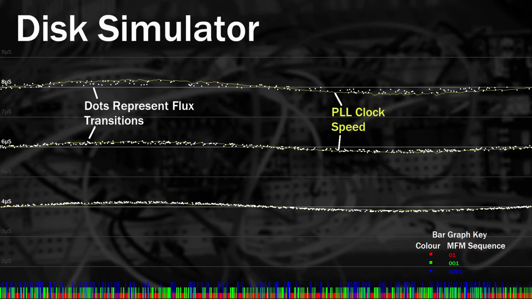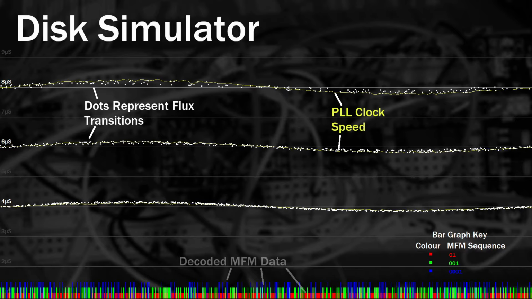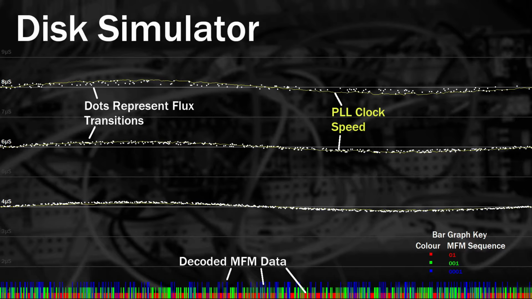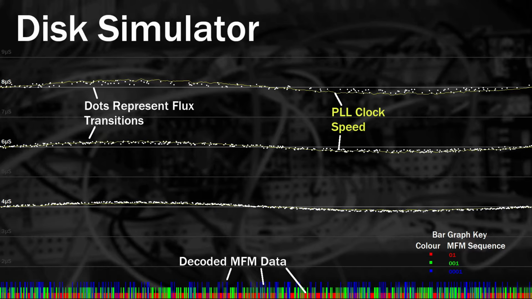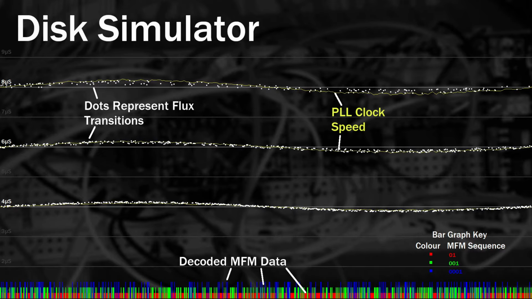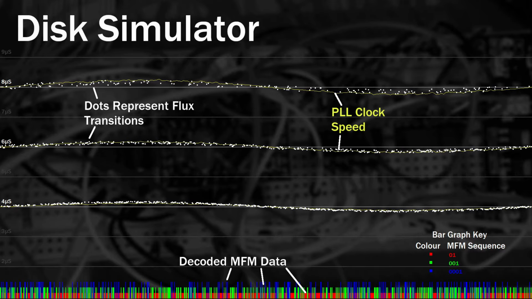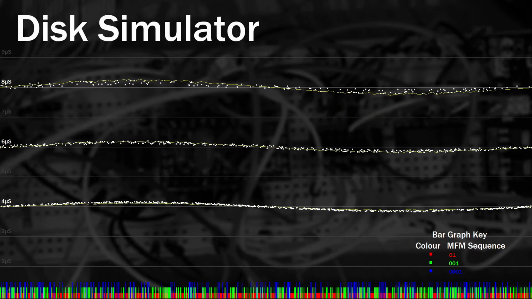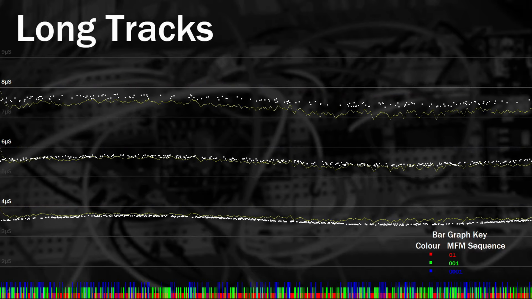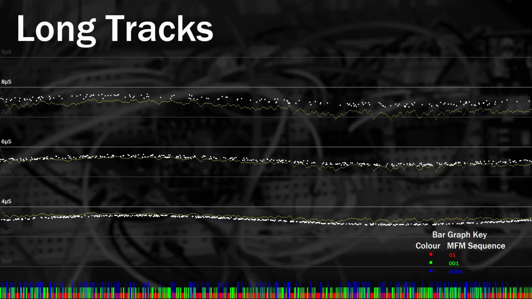At the bottom you can see some kind of bar graph. This graph represents how the data would have been interpreted from the disk. The red bar represents a 01, the green a 001, and the blue a 0001 MFM encoded. This is a simulation of a perfectly normal disk. This, however, isn't. This is a simulation of a disk using long tracks.